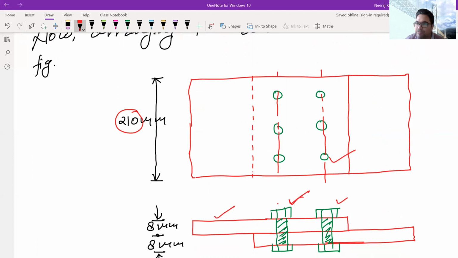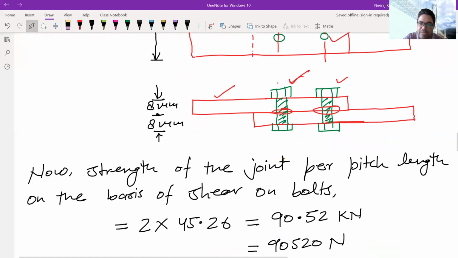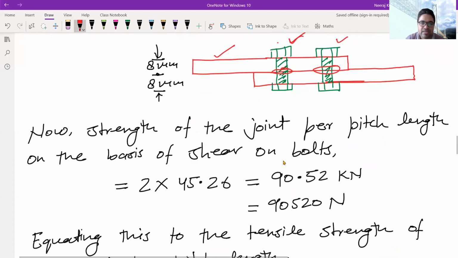So the shear strength will be twice because there are 2 bolts. One shear plane is there, one shear plane is there. So there are 2 bolts. That is why the shear strength that we have calculated earlier will be 2 times. So ultimately we can say that strength of joint per pitch length on the basis of shear will be 90.52. So that is the strength of joint that we are assuming on the basis of shearing criteria.